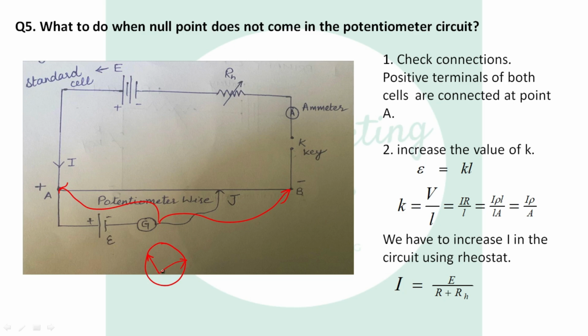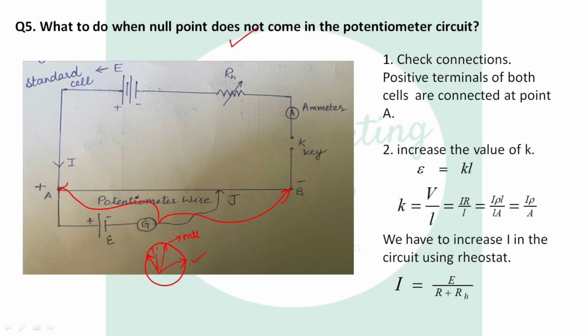So it means when we touch the jockey at point A, deflection comes to the left side. When we touch the jockey at point B, deflection in the galvanometer is in the right direction. That means when we slide the jockey over this wire from A to B, the deflection comes here, then comes here, and then it will become 0. So we will get a null point at some point in the wire. When we move toward B from the null point, obviously the deflection will move toward the right. But sometimes the null point does not come.